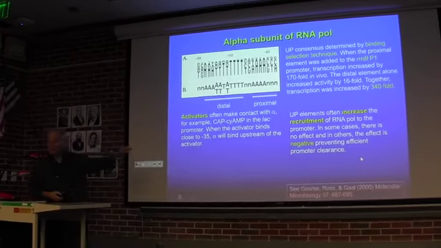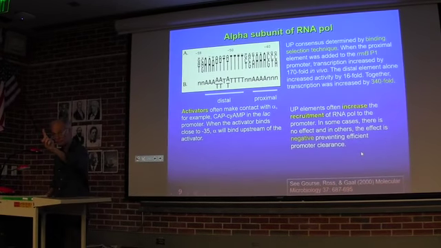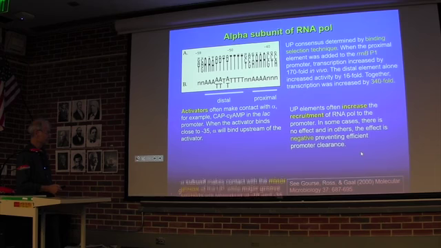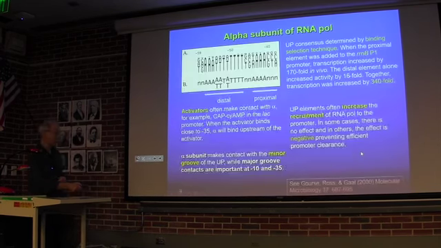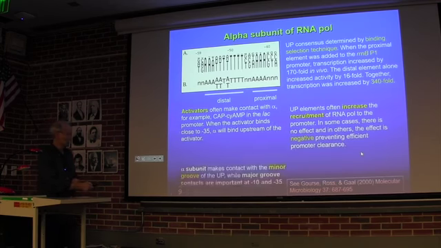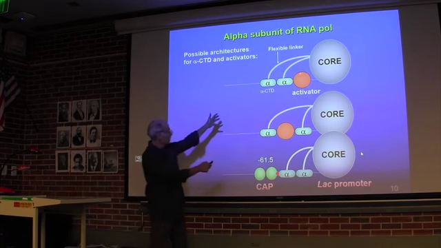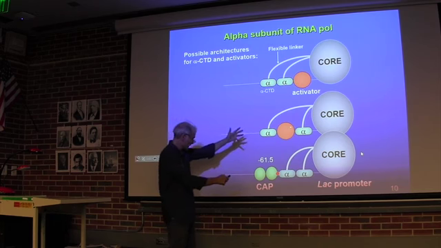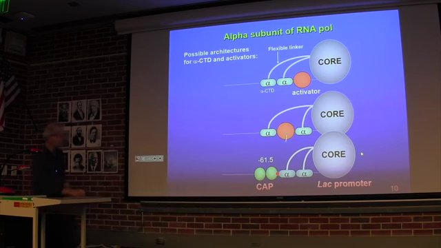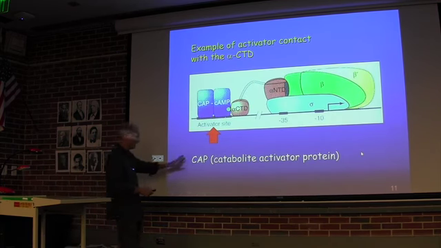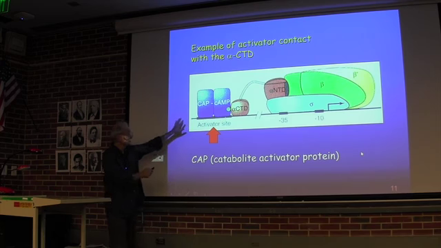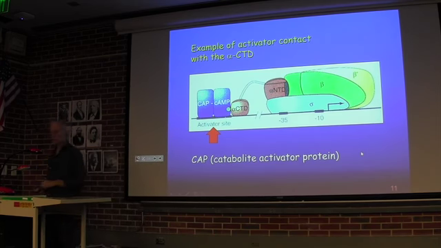So in some cases, it can be negative because it tethers. These are the different configurations that the alpha CTD can make contact. Can be on one side or both sides or totally on the other side. The catabolite activator protein, or CAP, is the predominant example of proteins that activate transcription by making contact with the alpha CTD.